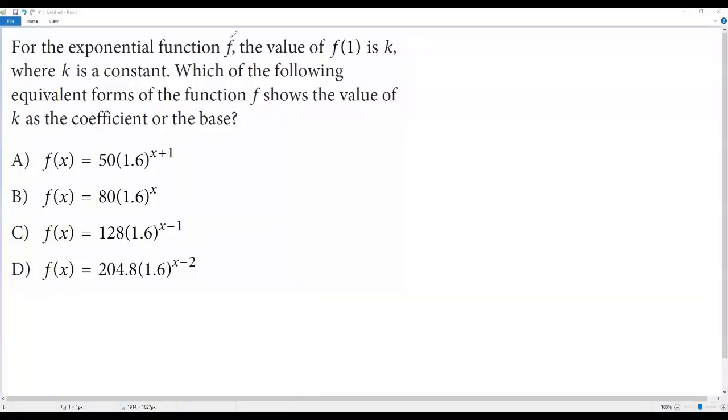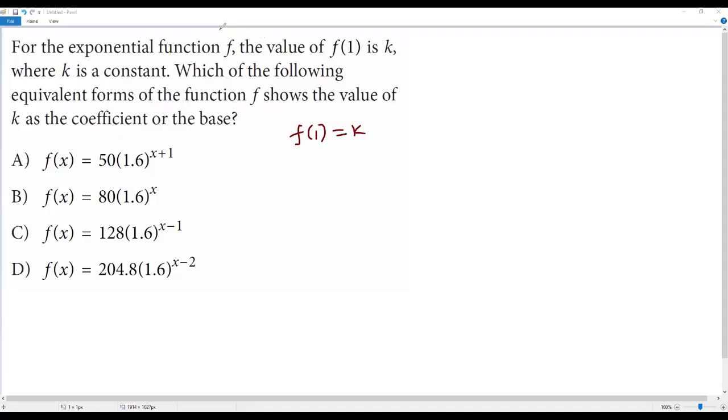Here we have a SAT math question. Okay, let's go to the question. For the exponential function f, the value of f of 1 is k, where k is a constant. Which of the following equivalent forms of the function f shows the value of k as a coefficient or the base? Okay, so the question says that f of 1 equals k, and so the value of k must be either a coefficient or the base.